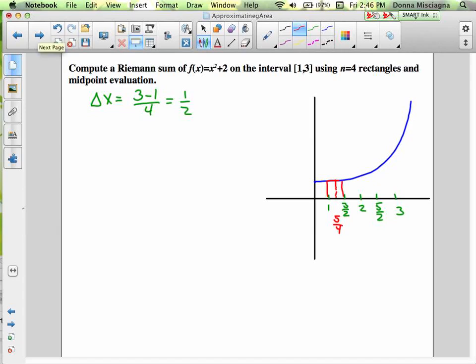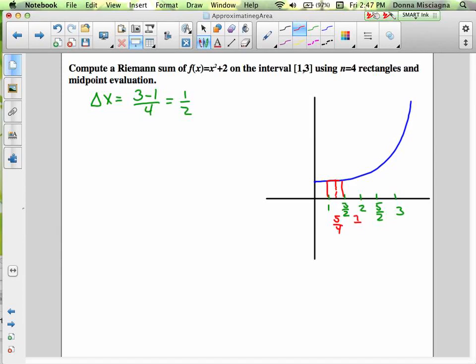It's the exact same bar in terms of width, whether I use a left Riemann sum, a right Riemann sum, or a midpoint. It's just what value am I plugging in to find the height of that rectangle, so then I can find the area by multiplying by the change in x. So if it's a left Riemann sum, we would use 1. If it's a right Riemann sum, we'd use 3/2, and if it's a midpoint, we use 5/4. That's the only difference, right? What value we use.